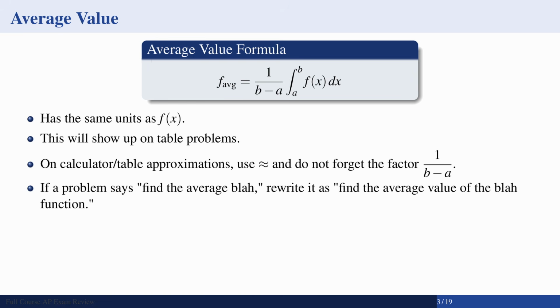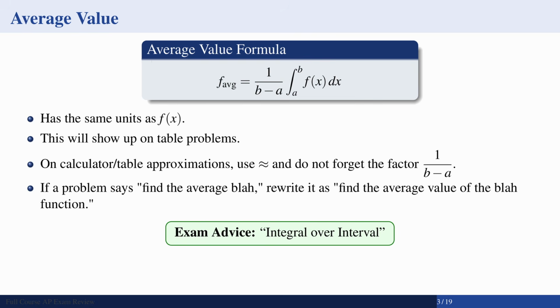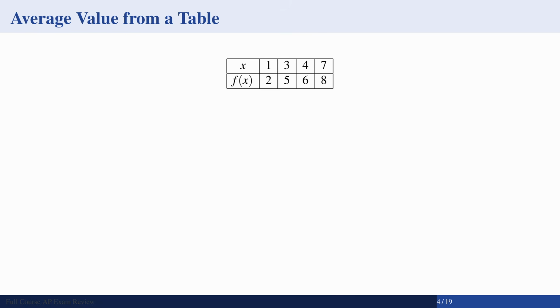My advice would be, if a problem says find the average blah, whatever blah is, could be temperature, could be weight, you can rewrite that in your head or on paper as just find the average value of the blah function. If you're looking for the average temperature, it's the average value of the temperature function. That can make it a little easier to figure out when to do this process. And in general, as soon as you see average value, you should say in your head, integral over interval, and you will basically never get it wrong. Okay, let's look at an average value from a table type of problem.